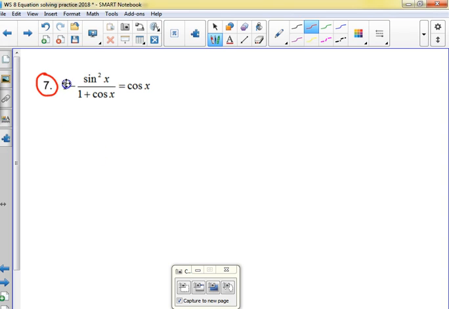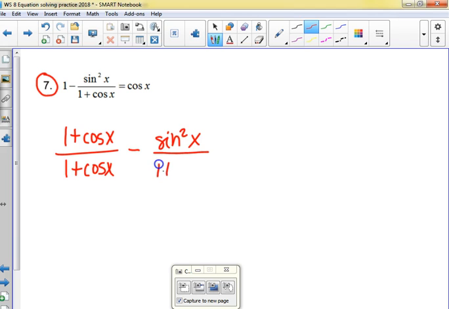This one's really pretty easy because how could we rewrite this 1 so that it had a common denominator? Just write it as 1 plus cosine of x over 1 plus cosine of x. That's a form of 1, right? And then it says minus sine squared of x over 1 plus cosine of x, okay? Huh. I'm not seeing that that's helping us a whole bunch. Ideas? All of this top is now together, right?